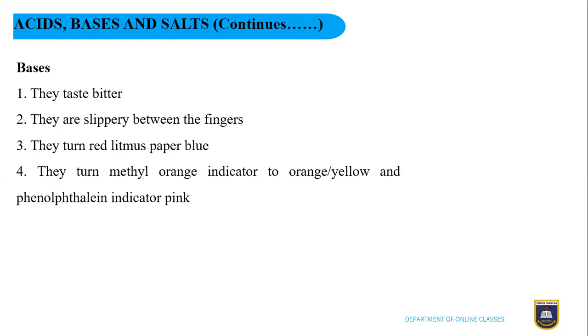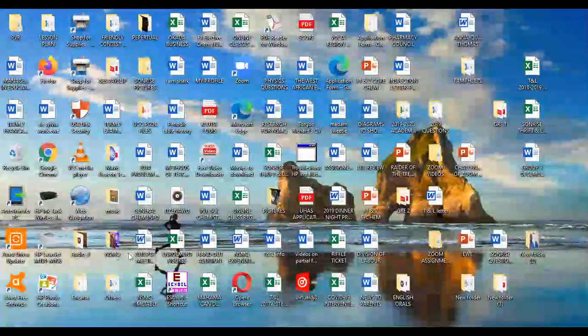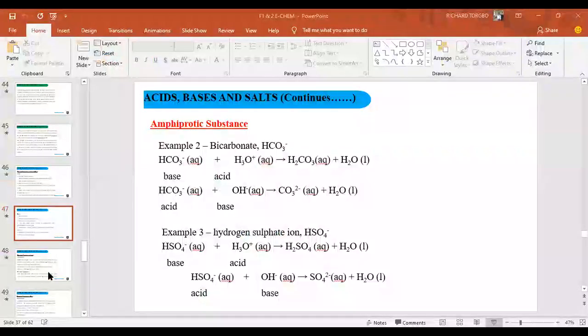Then they are slippery between the fingers. They turn red litmus paper blue, just the opposite of the acids. The acids turn blue litmus paper red. In fact, I forgot one thing. Let me add it. They don't just turn red litmus paper blue or blue litmus paper red. I almost forgot this. They turn wet blue litmus paper red or wet red litmus paper blue.